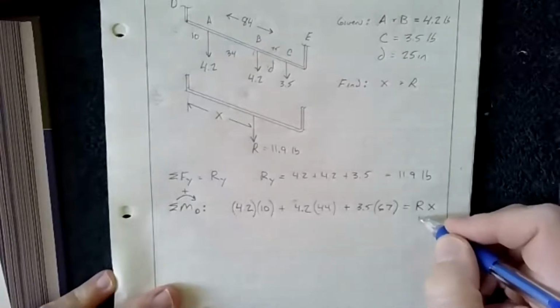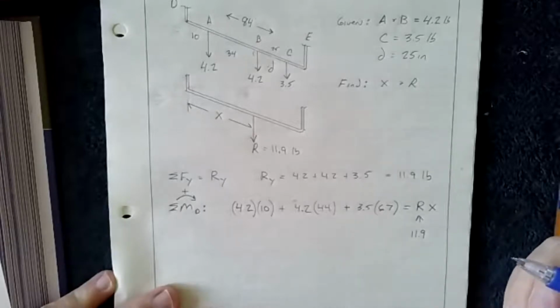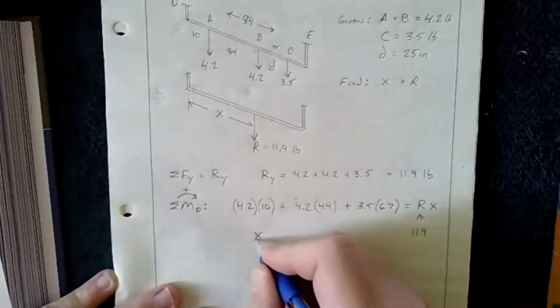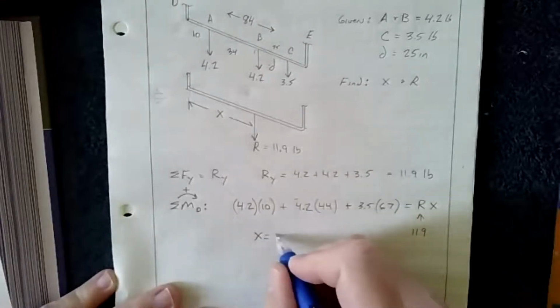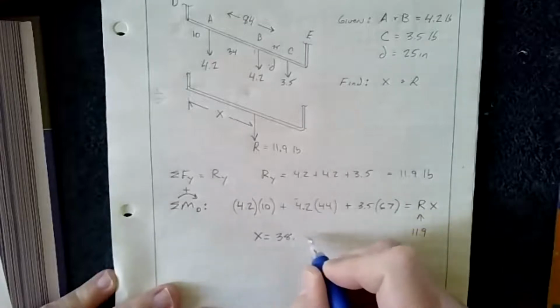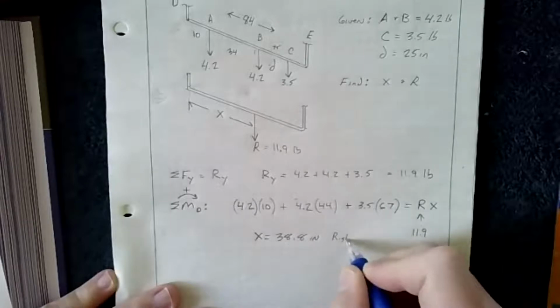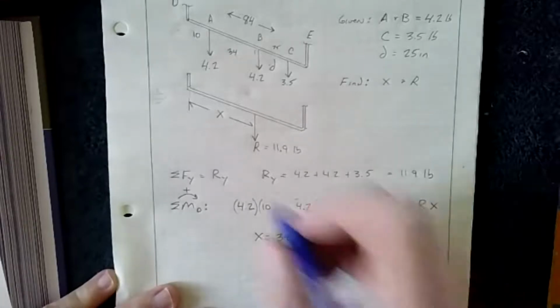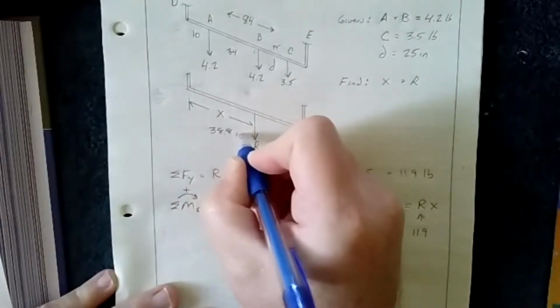So we know the resultant. We can plug in 11.9, right? If we do that, then we solve for x. And it gives us a distance of 38.8 inches. And that's right of D, because that's how we defined it, but that's where it has to be. So we know that this distance here is 30.8 inches.